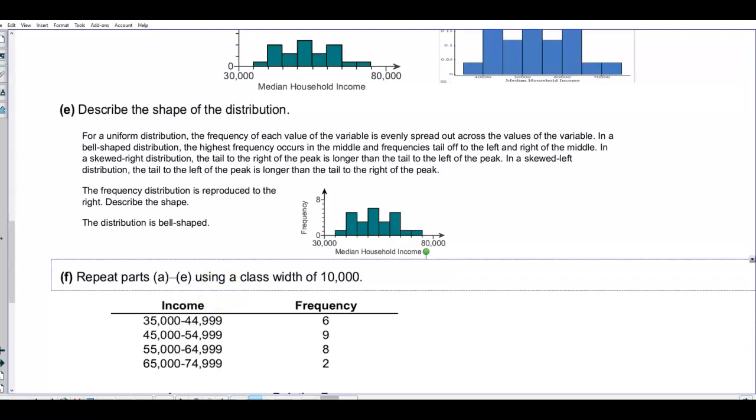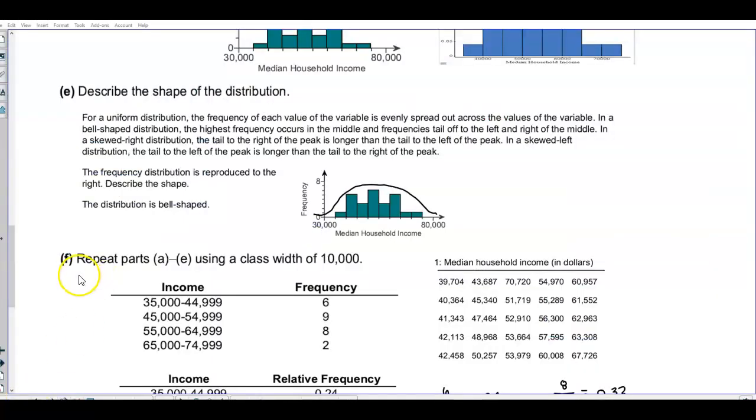And with the highest peak in the middle, we can then go ahead and draw what that bell curve would look like. And that's what the bell curve would look like. And that's the reason why. So now in part F, we're going to repeat parts A through E using a class width of 10,000.